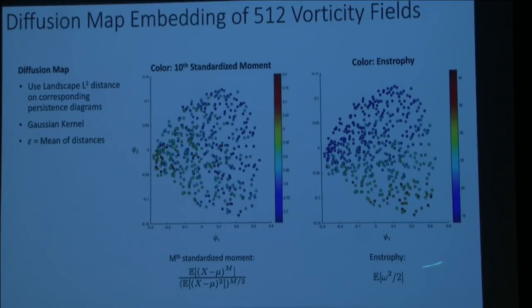So the right color gradient is the most striking. This is entropy, or essentially something close to the L2 norm of the vorticity field, not quite. And you've got this beautiful gradient running in the y direction. So this one we kind of cheated. We actually knew we were going to look for entropy first.